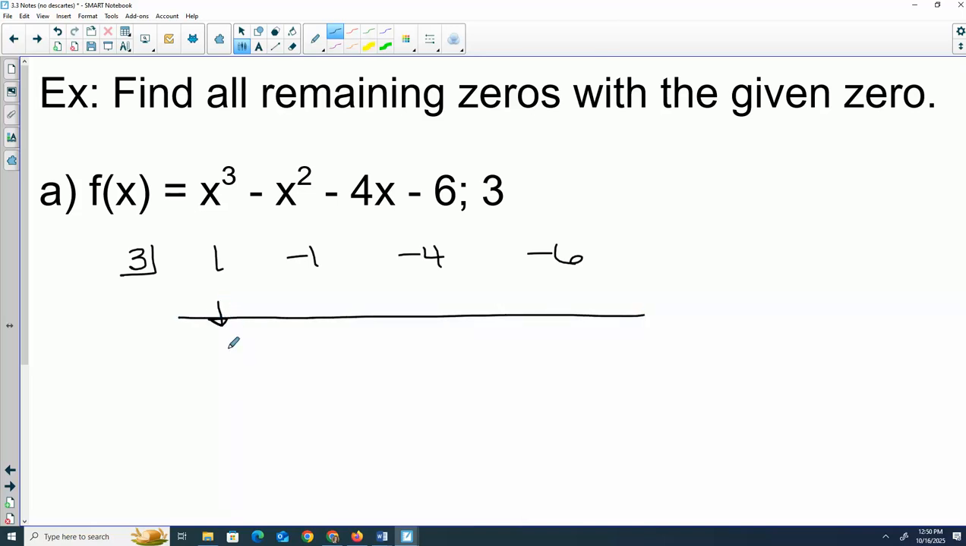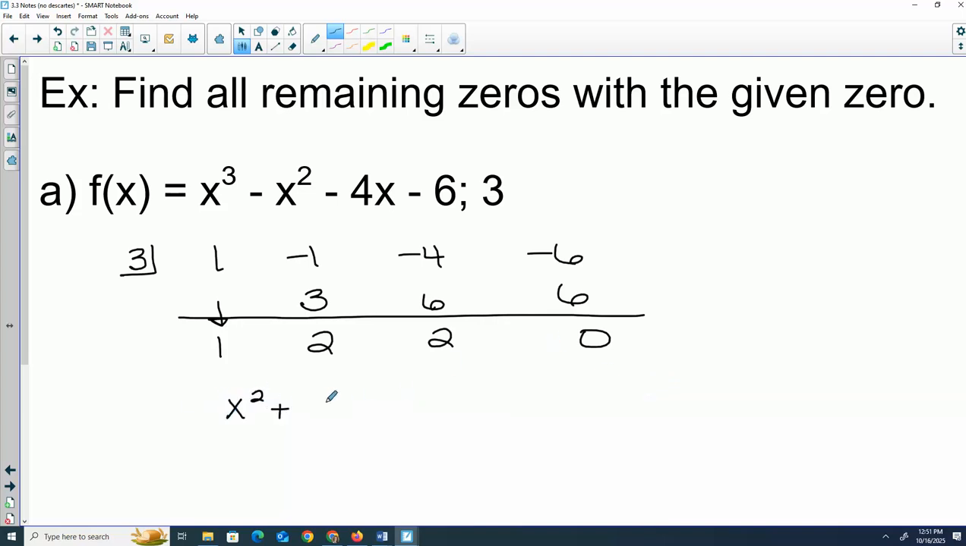So the 1 comes down. 1 times 3 is 3. And 1 plus 3 is 4. 2 times 3 is 6. Plus negative 4 is 2. 2 times 3 is 6. And we get 0, which we knew we had to get. If you don't get a 0, please don't be that person that just writes a 0 there and goes on. Your math is wrong somewhere and nothing else will work. You have to actually find the mistake.